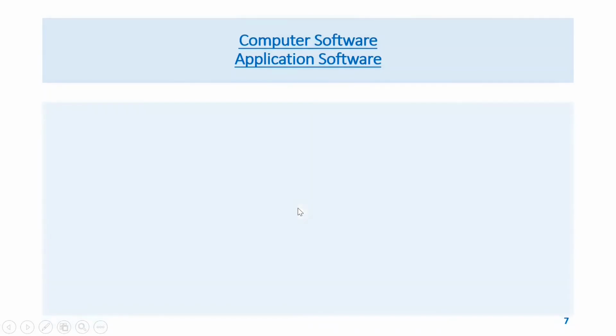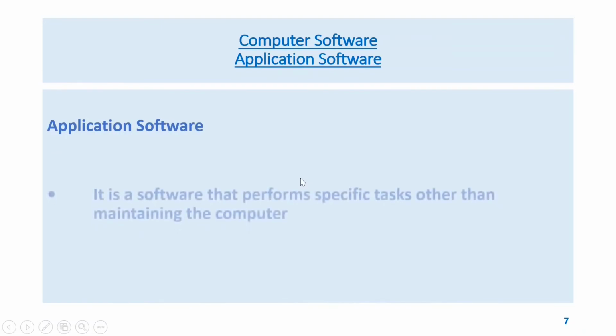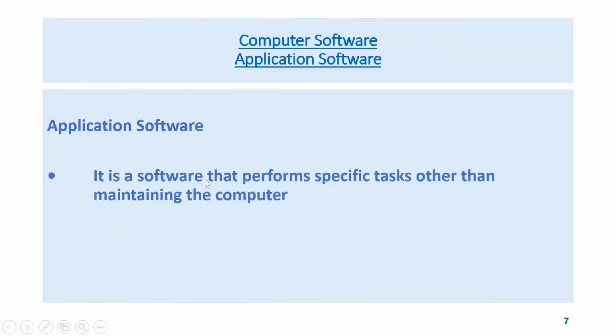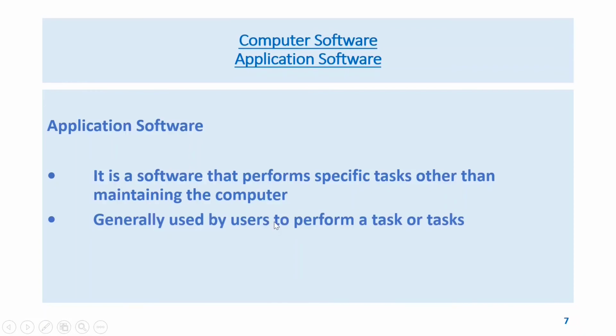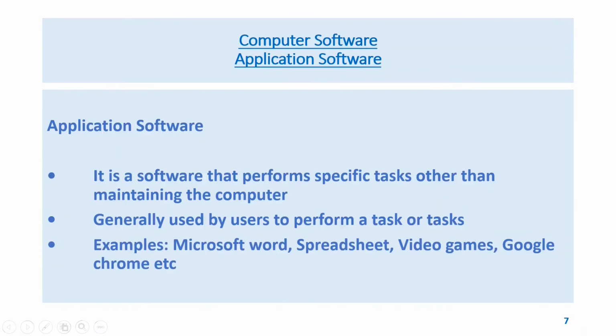Application software. Another type of software other than system software is application software. It is software that performs specific tasks other than maintaining the computer. Generally used by users to perform a task or tasks. Examples of application software are Microsoft Word, spreadsheet, video games, Google Chrome, etc. So whatever applications a user uses all come under application software.